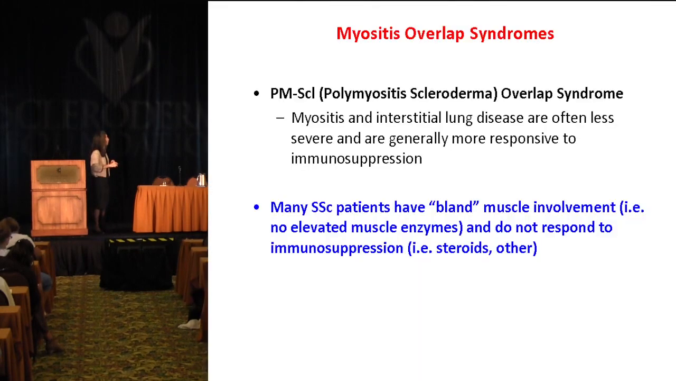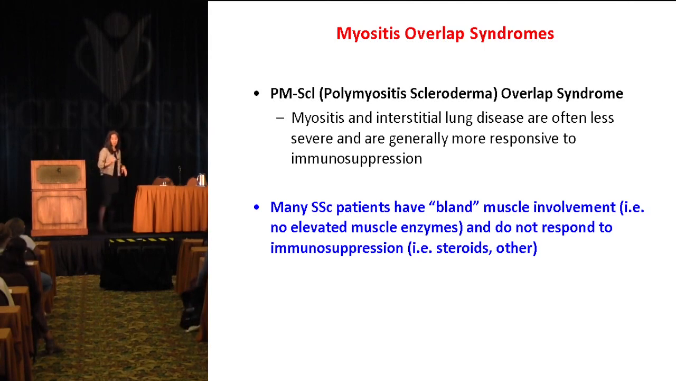Okay, so the overlap syndromes that we see, the most common one, well, actually I shouldn't say the most common, but one of the ones that's the most well-defined is defined by the PM-Scl antibody, which stands for polymyositis-scleroderma. There is a specific antibody that goes with this syndrome, and I have several cases of this in my patient cohort. The good news is that myositis and the interstitial lung disease seen in this case are often less severe and generally more responsive to immunosuppression. So that's a good thing.